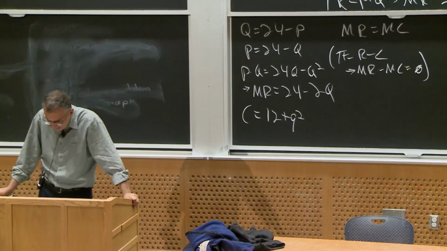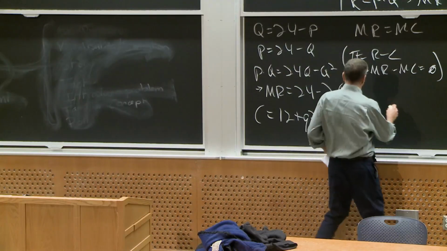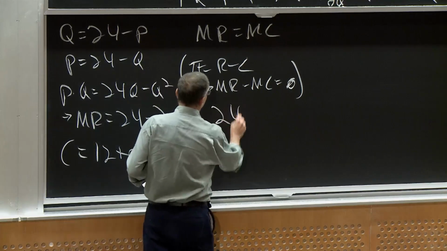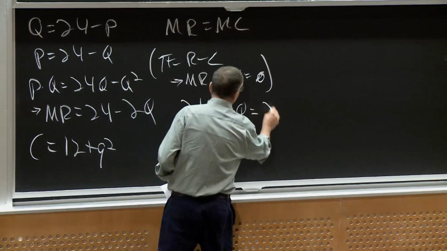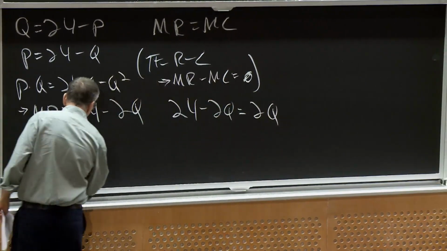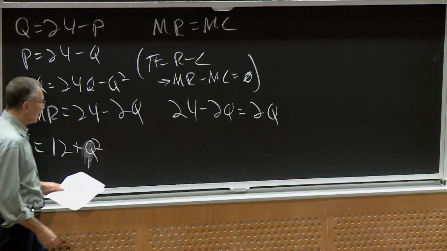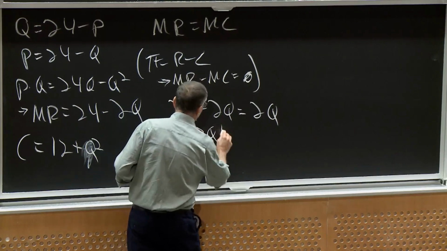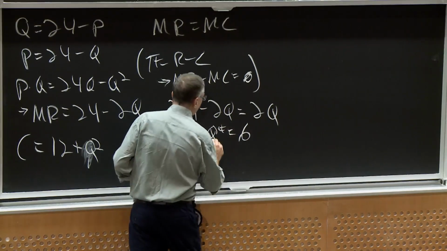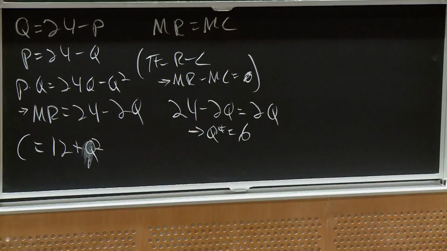That's always profit maximizing. Well, what's marginal revenue here? It's 24 minus 2Q. Marginal cost is 2Q. Oh, I should have made this a big Q. Well, it doesn't matter, right? Because little q is big Q. But to make life easier, let's make that a big Q. So what this says is that Q star equals 6. The optimal monopoly quantity is 6.